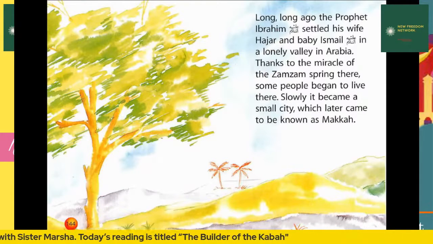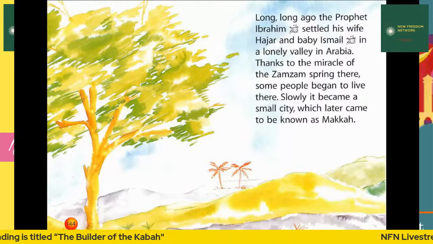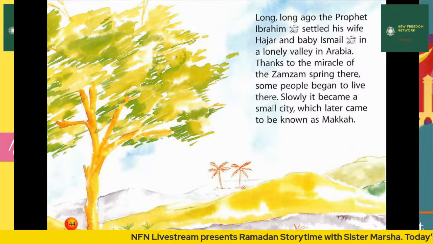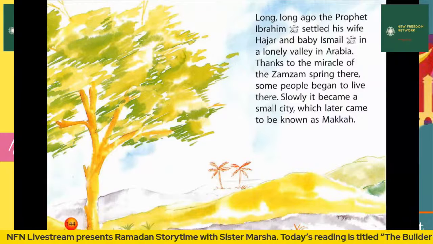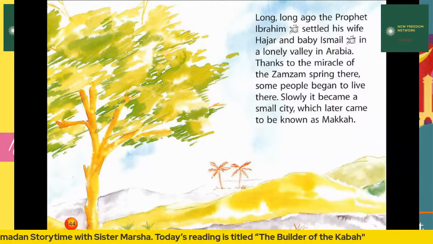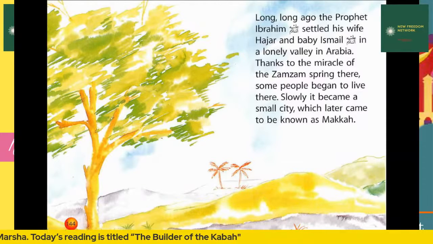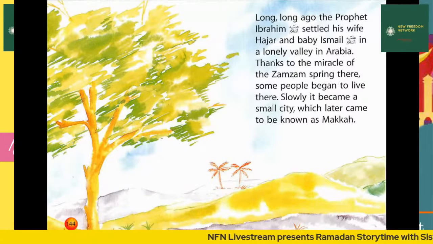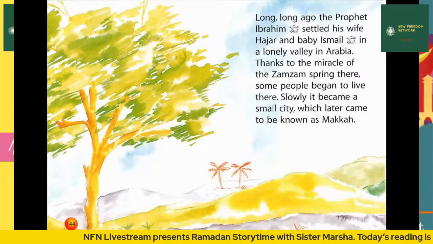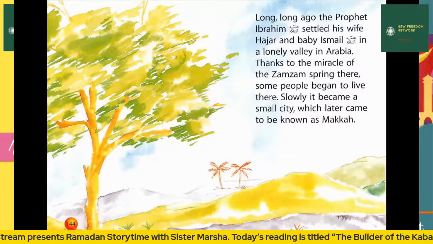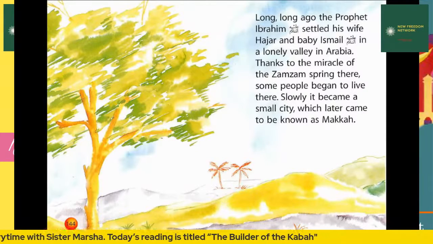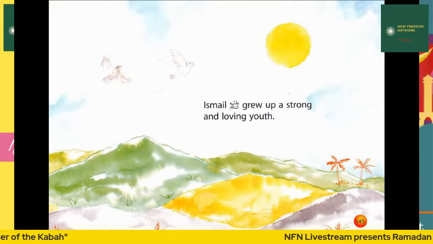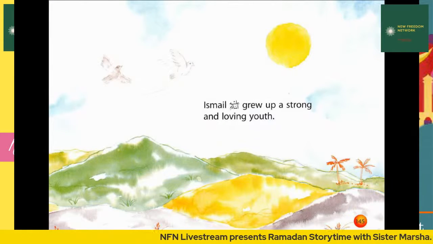Long, long ago, the Prophet Ibrahim, alayhi salam, and remember in our previous stories we said that means upon him be peace. The Prophet Ibrahim settled his wife Hajar and baby Ishmael, alayhi salam, or upon him be peace, in a lonely valley in Arabia. Thanks to the miracle of the Zamzam spring there, and remember we read about the Zamzam spring, some people began to live there. Slowly it became a small city, which later came to be known as Mecca. Ishmael grew up a strong and loving youth.